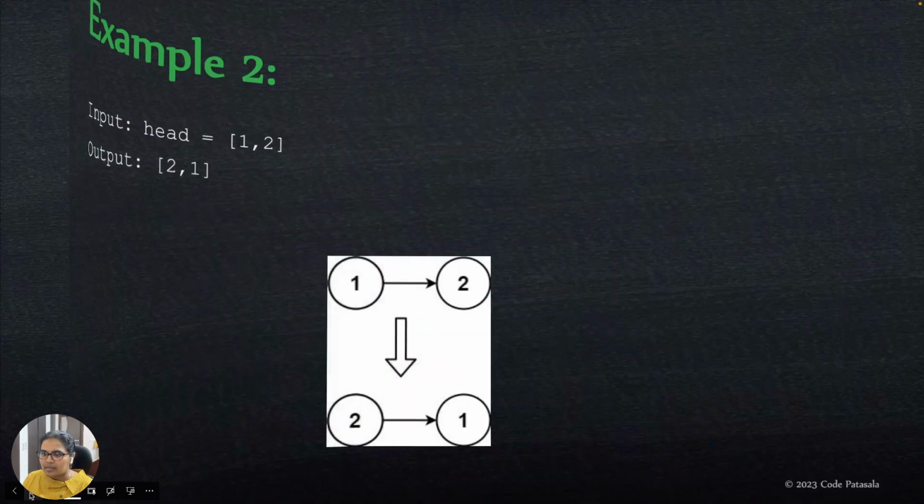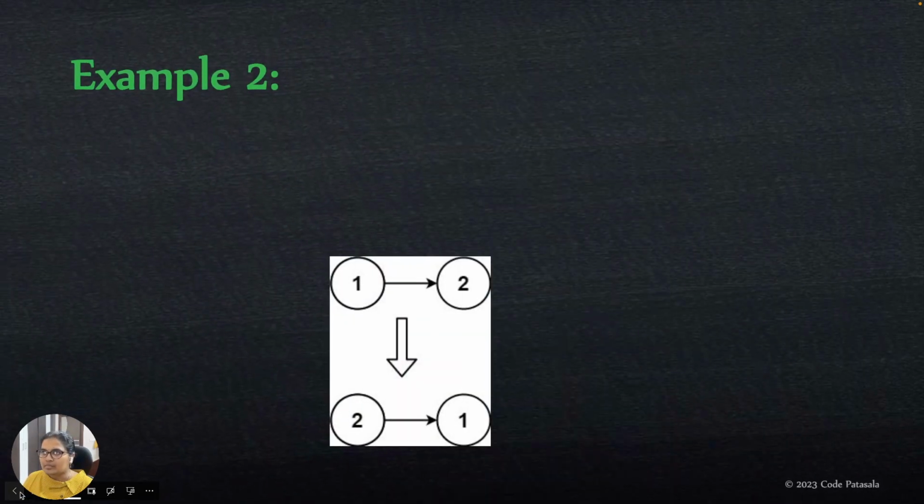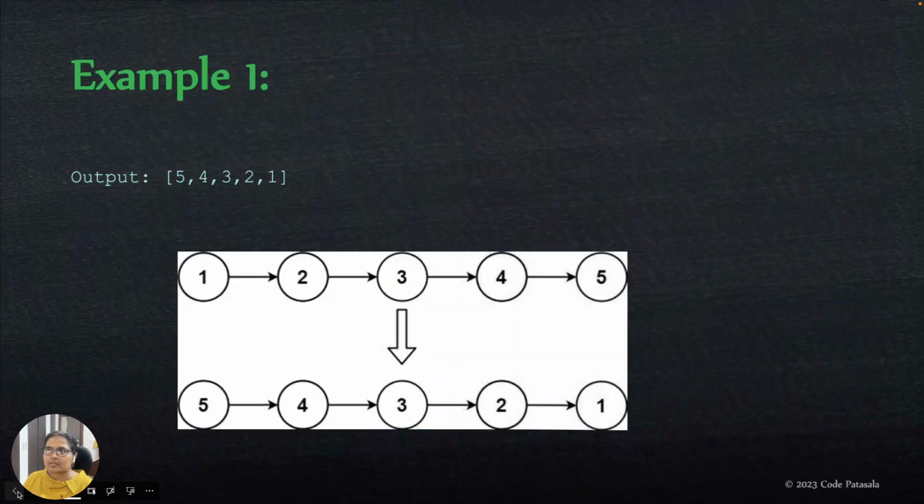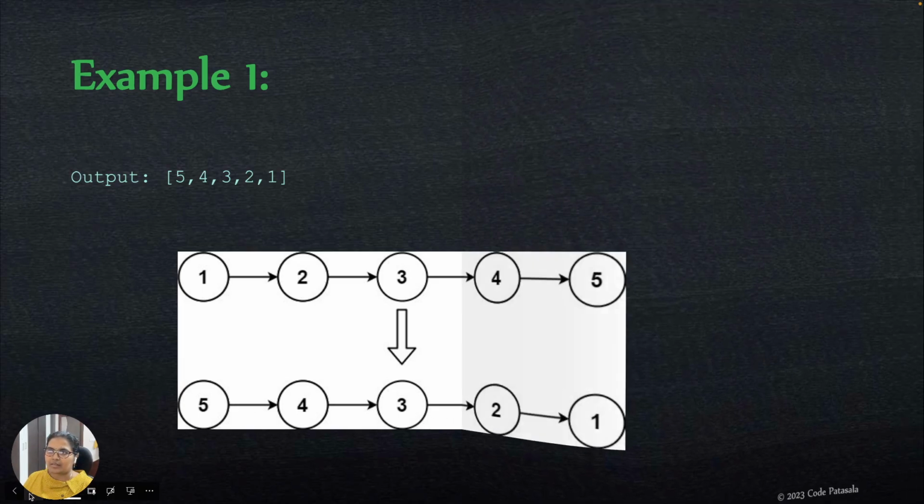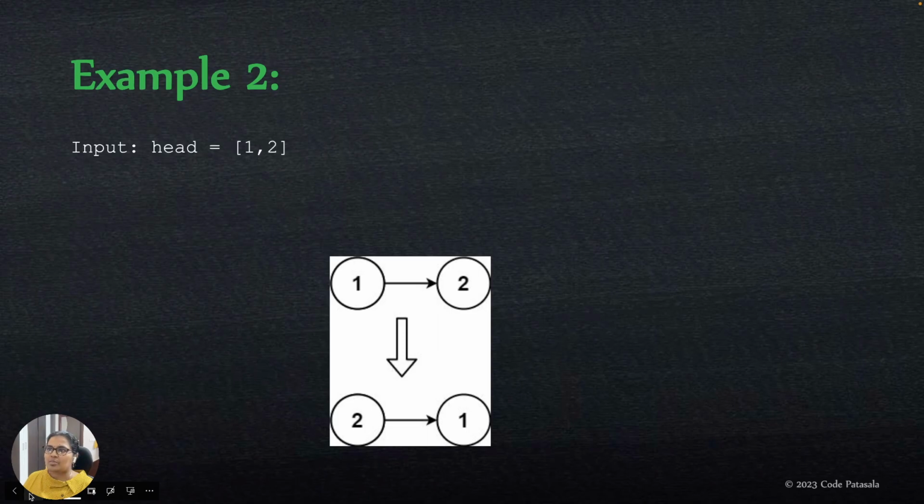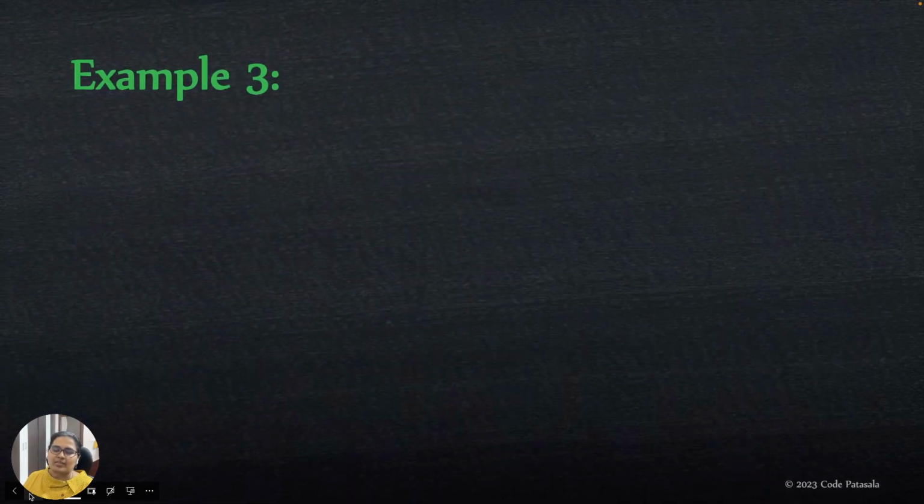Let's say the input is 1, 2, 3, 4, 5. Then when you reverse it, it will become 5, 4, 3, 2, 1. If the input is 1, 2, when you reverse it, it would be 2, 1. And if the list is empty, then the output will also be empty.